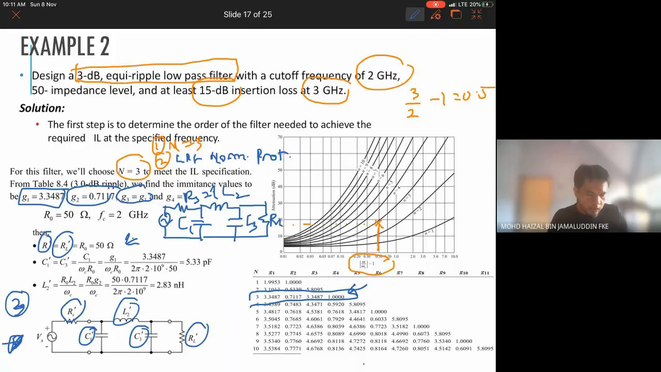So next, we calculate the capacitor and inductor value. So the same formula, okay. So C1 is equivalent to C3 prime. So we include the frequency and impedance scaling. So C over omega C and R0. So we just include the value here at the cutoff frequency. So we get the 5.33 picofarad. And for the inductor here, we have the R0 multiplied by L2 divided by omega C. So we get the inductor value.